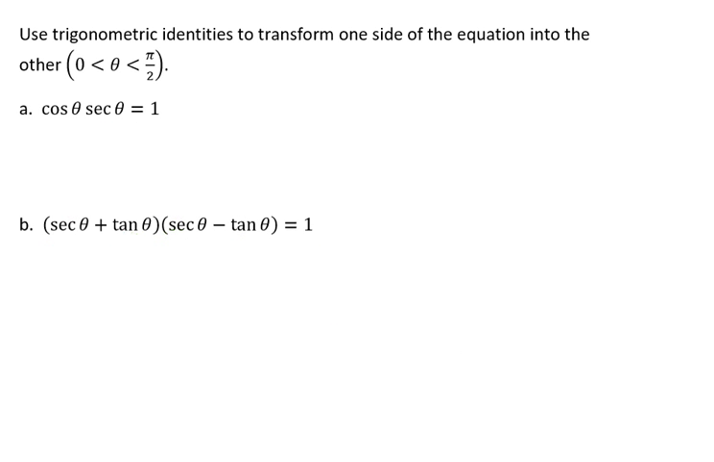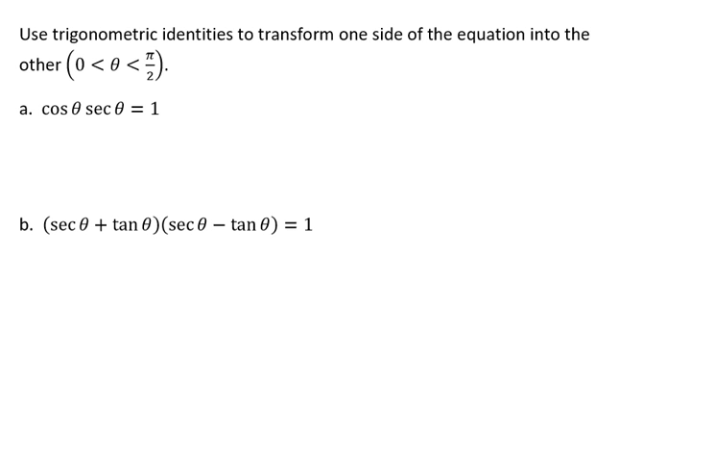In this video, we're going to be using trigonometric identities to transform one side of the equation into the other side of the equation. And here we're told that theta is going to be between 0 and pi over 2, which means it's going to be in the first quadrant. So all of our sines, cosines, and tangents, all of our thetas are all going to be positive. So let's take a look at letter A.